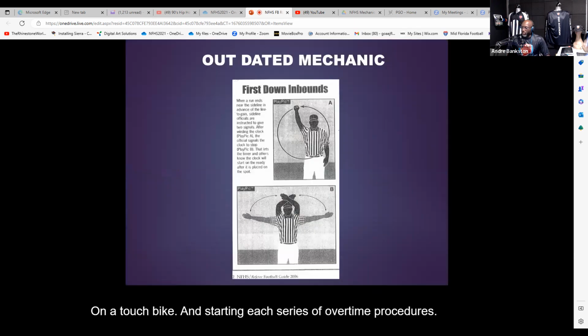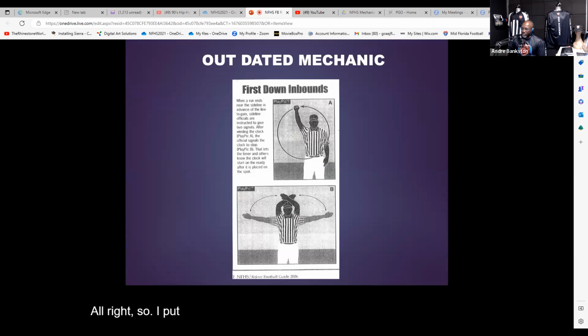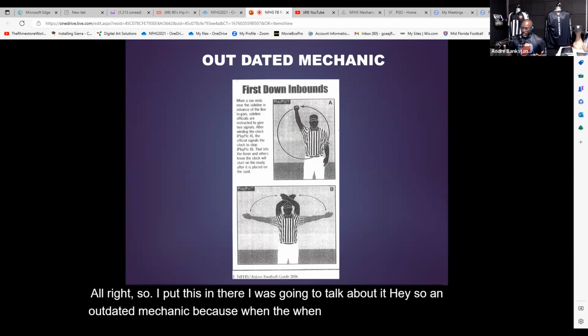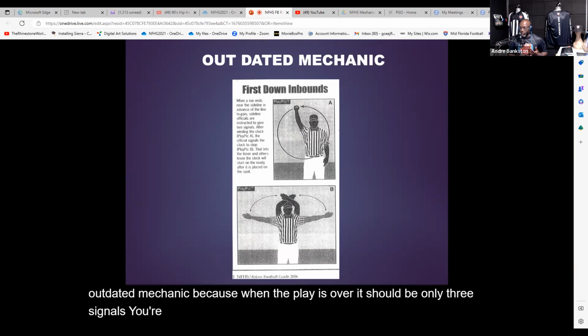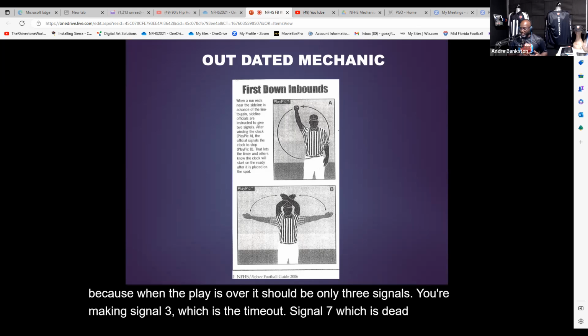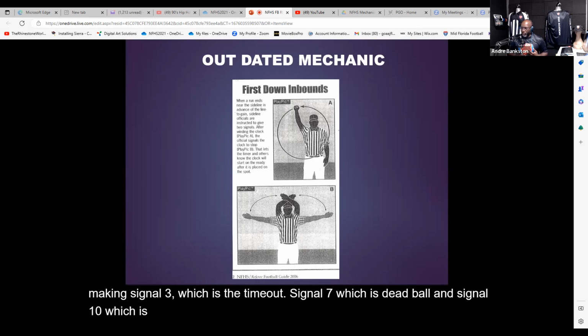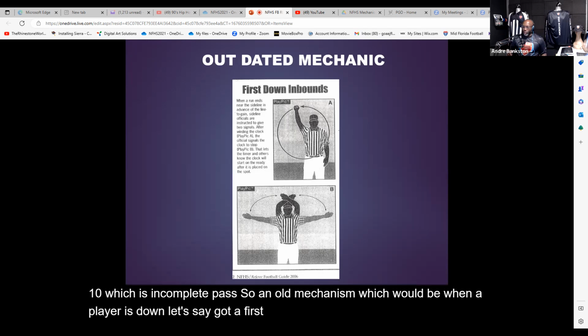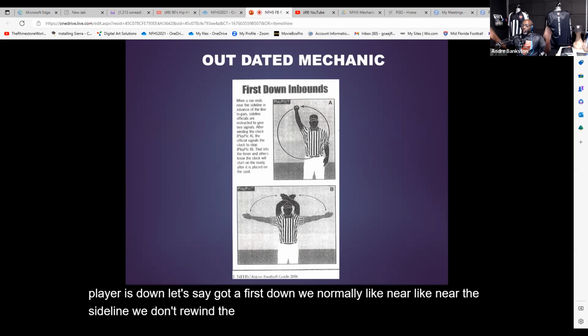All right, so I put this in there. I was going to talk about it, but it's an outdated mechanic, because when the play is over, there should be only 3 signals you're making: signal 3, which is timeout, signal 7, which is dead ball, and signal 10, which is incomplete pass. The old mechanic, when a player is down, let's say he got a first down near the sideline, we normally rewind the clock and then we stop it.